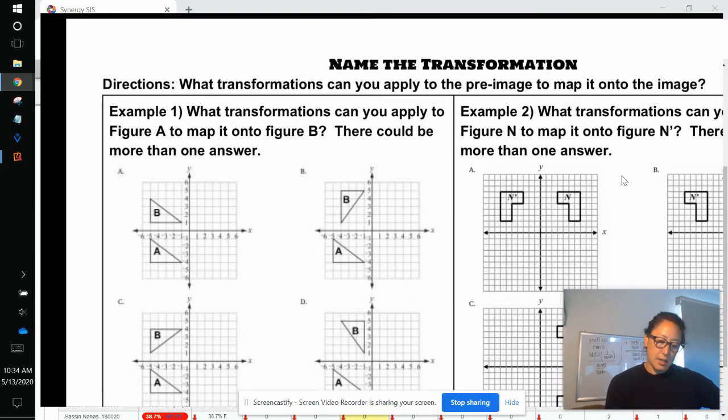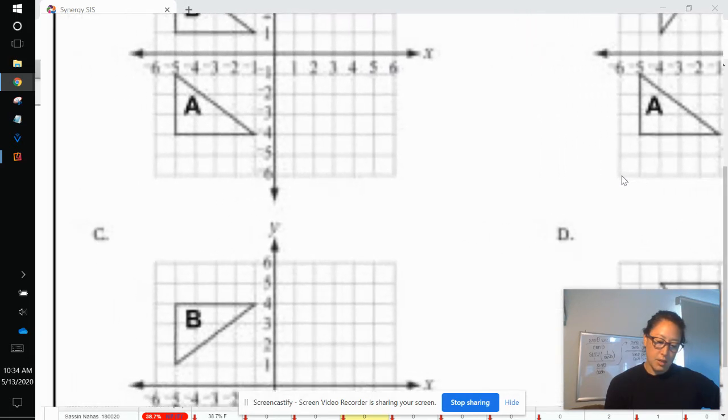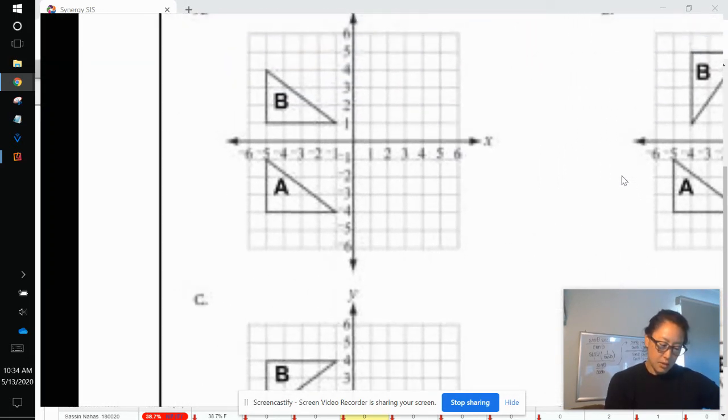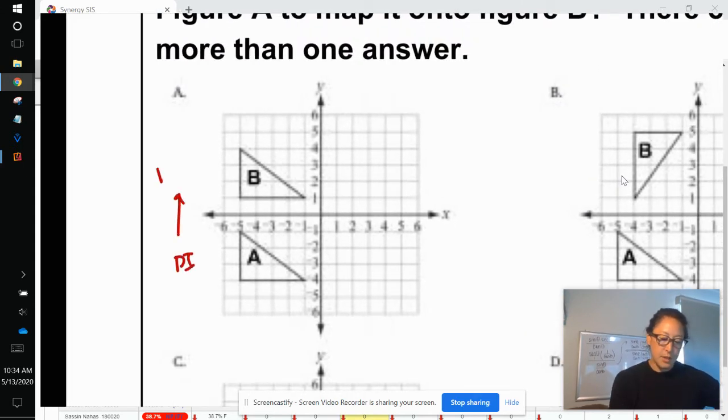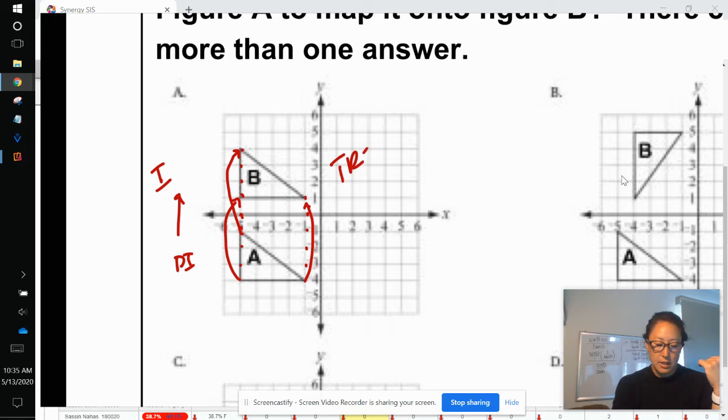All right. So we're going to name the transformation from the pre-image to the image, A to B. A is the pre-image, and we're moving to B, which is the image. We're facing the same direction, and the shape just has been moved up. This vertex moved here, this vertex moved here, this vertex moved here, all 1, 2, 3, 4, 5 units. This is a translation. It's a slide.